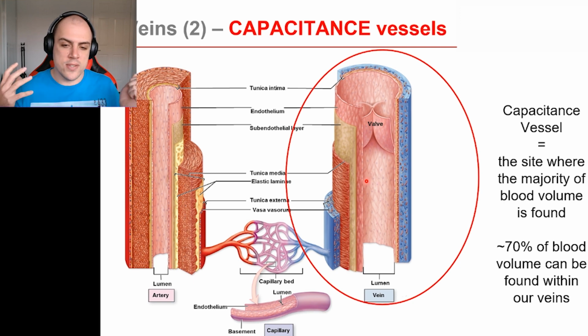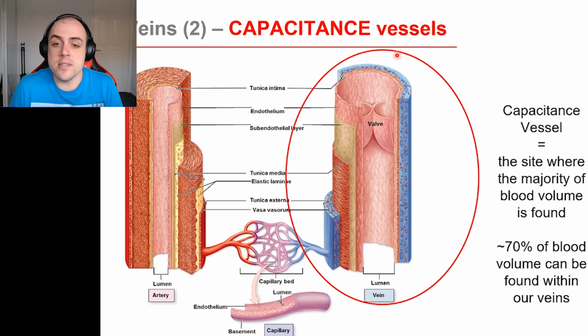Now, what is important to note here about the veins is a couple of things. One, the veins are known as capacitance vessels, and what that means is that a lot of the blood is actually stored in these veins, because you can see here, just purely in terms of the diameter, it's much wider than that of our arteries. The second thing is that by the time our blood gets through the capillaries and into the veins, we have lost a lot of pressure.